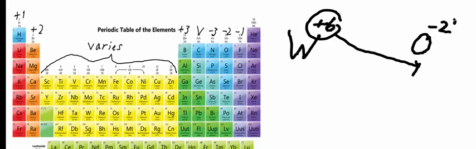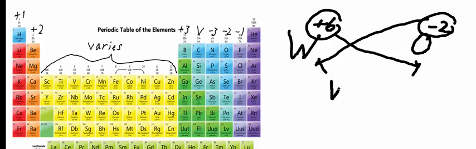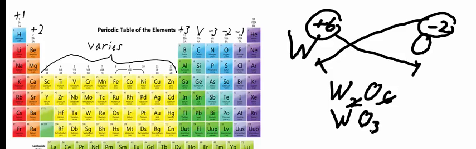Grab that 6, bring it over. Grab that 2, bring it over. And we're going to end up with W2O6. And we see that this is not the simplest form. So the common factor here is 2. If we divide the 2 by 2, we end up with 1 tungsten, and if we divide the 6 by 2, we get 3. So our final form is going to be WO3.